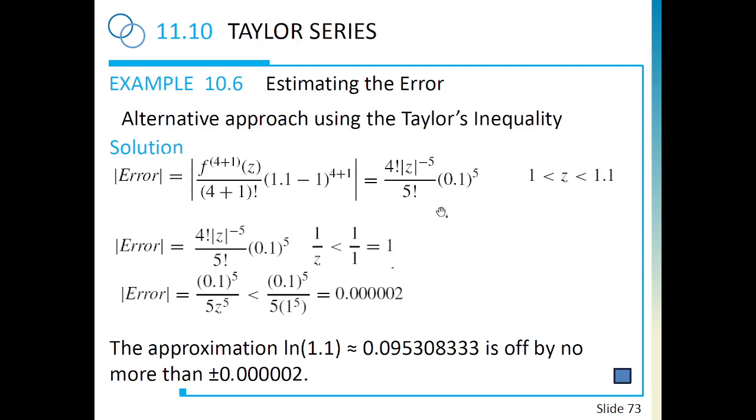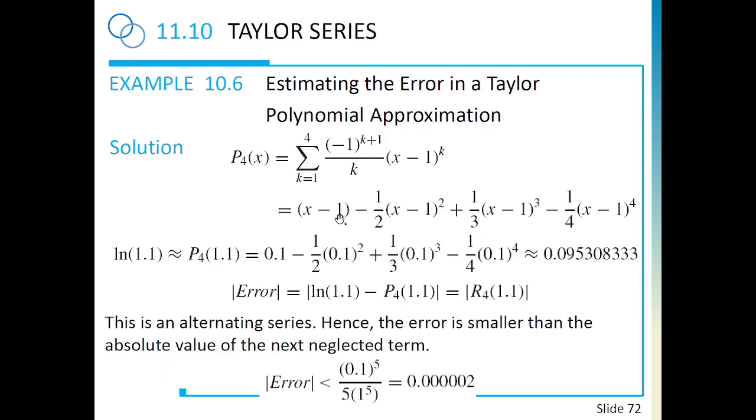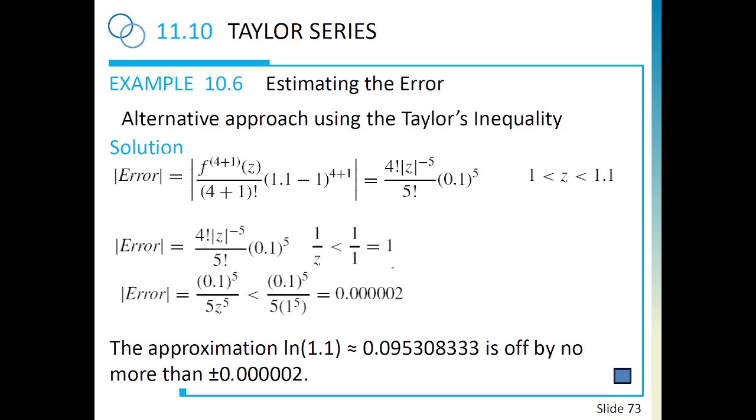Another way to compute the estimate for the error would be to use that expression for the remainder. We don't need to do that because this is an alternating series. There's no point in doing it. But just in case, this is just an illustration. So since this is an alternating series, I use the result from the alternating series.